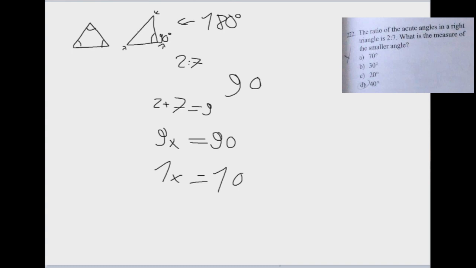So we have here the ratios between these angles. One of them has to be 2x, so 2x is 20. One of them has to be 20 degrees, and the other one has to be 70 degrees. So the right answer here would be C, 20 degrees.